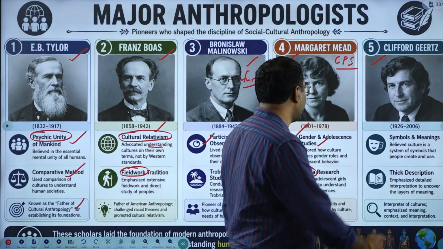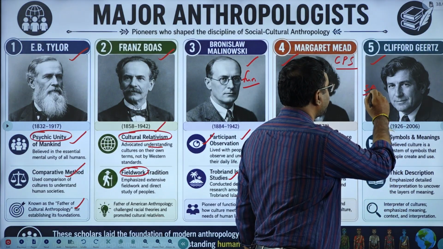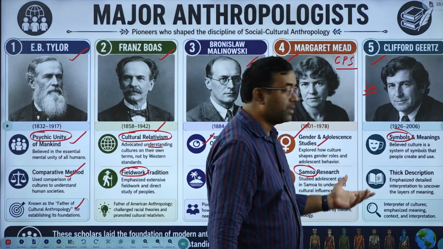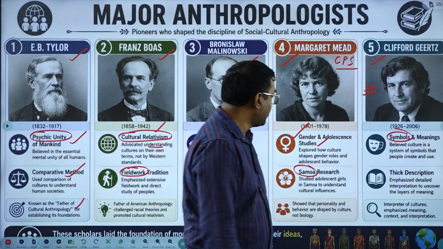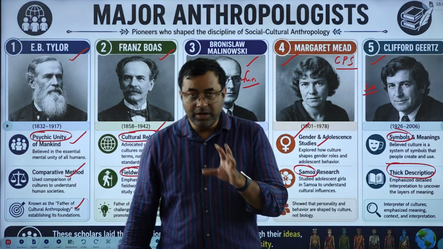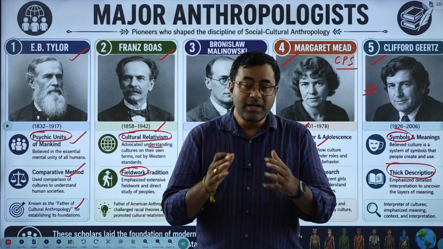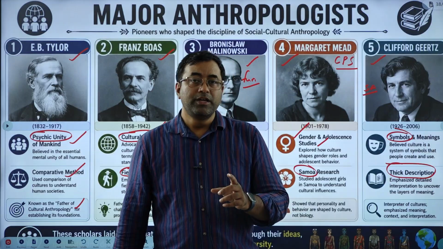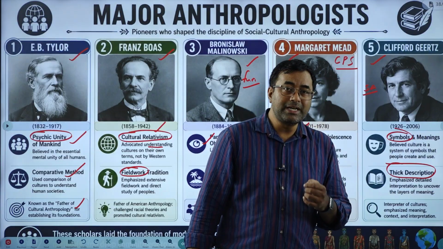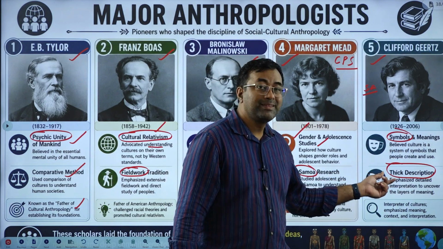And Clifford Geertz is also one of them. He was considered part of symbolic anthropology. He analyzed different types of symbols and their meanings, and he advocated a method called thick description. Thick description means that whenever you are doing fieldwork, collecting and explaining information in an organized scientific manner, you need to get each and every detail in an organized way. That is called thick description.